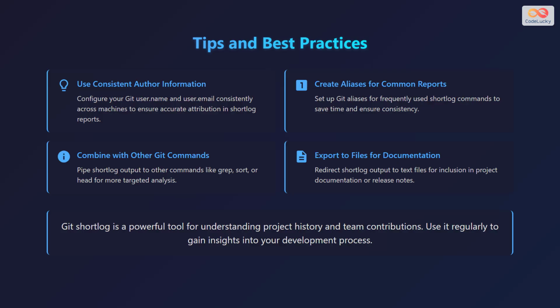Third, combine with other Git commands. Pipe shortlog output to other commands like grep, sort, or head for more targeted analysis. Finally, export to files for documentation. Redirect shortlog output to text files for inclusion in project documentation or release notes.